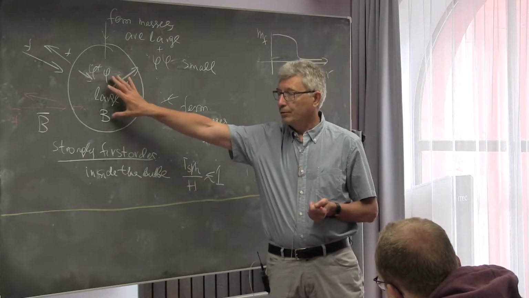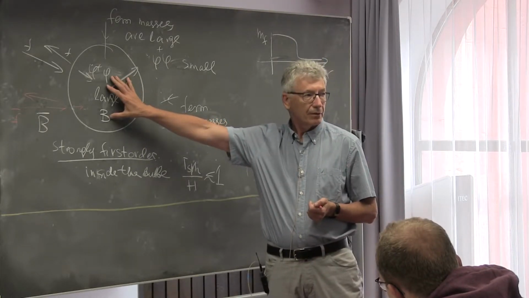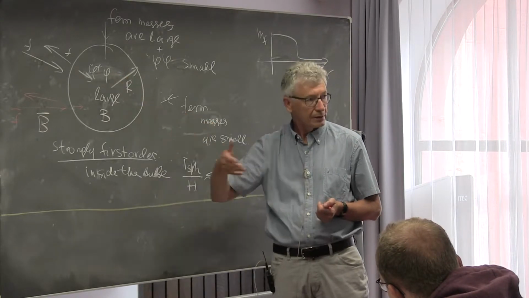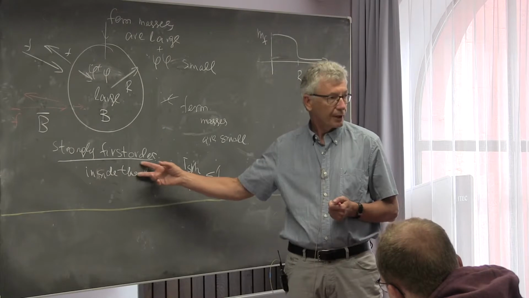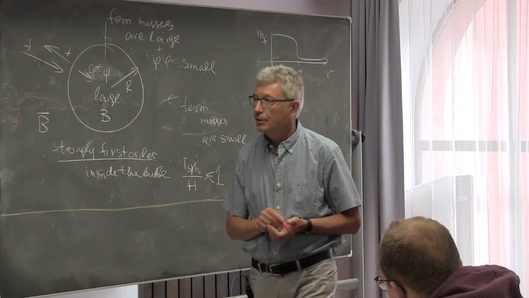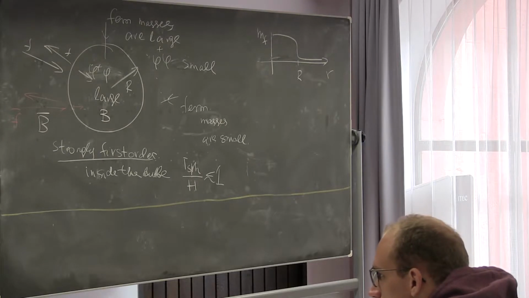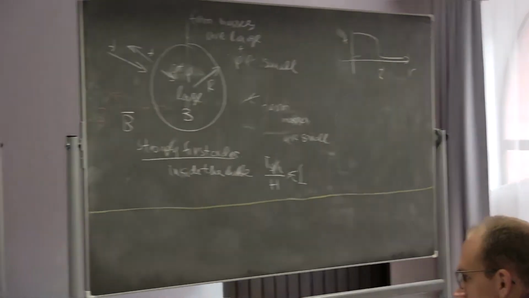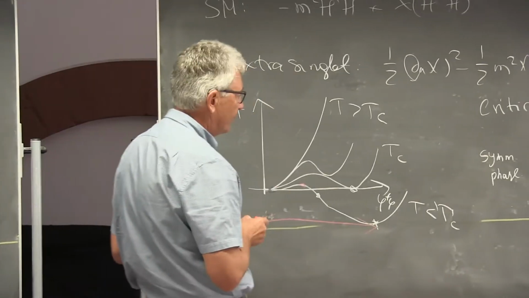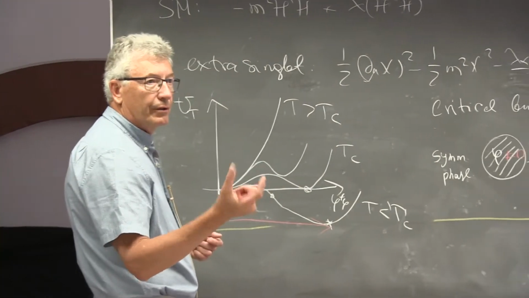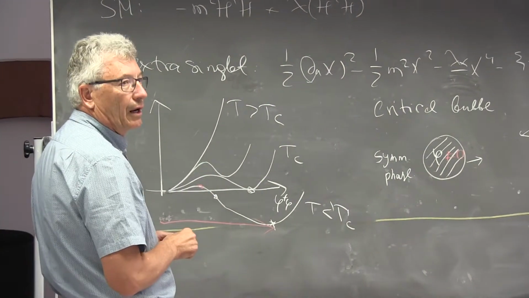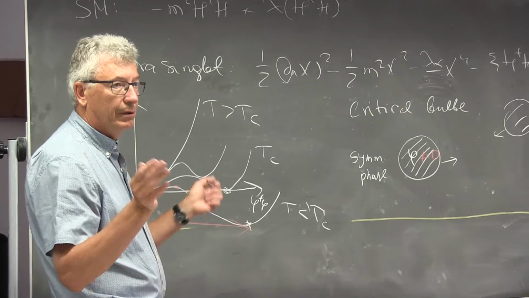You have to take care that the rate of sphaleron transitions inside the bubble is suppressed, and this is associated with the strength of the first order phase transition, basically with the jump of the order parameter when you go from this phase to that phase. So if this jump is small, the sphalerons inside are not necessarily suppressed, and then it won't work.